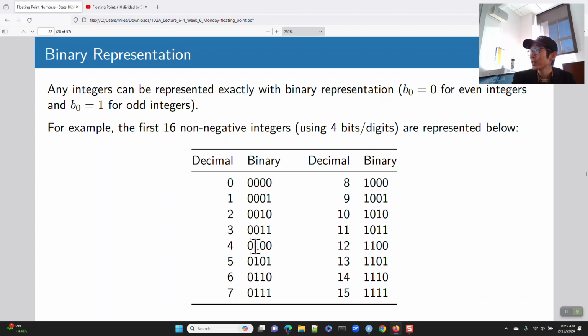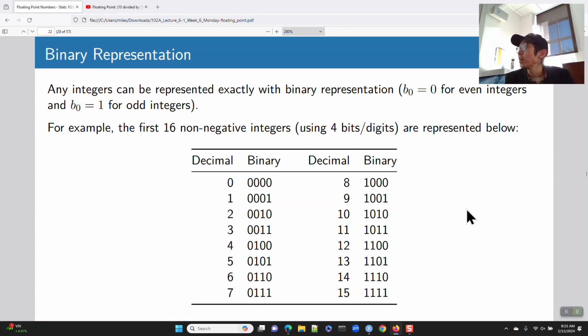4 is, you get a 1 in the 4's place, 0, 0. 5 is a 4 plus 1. 6 is 4 plus 2 plus 0. 7 is 4 plus 2 plus 1. Now you have an 8. 8 plus 1. 8 plus 2 is 10. 8 plus 2 plus 1 is 11. 8 plus 4 is 12. 8 plus 4 plus 1 is 13. 8 plus 4 plus 2 is 14. And 8 plus 4 plus 2 plus 1 is 15. And then you would keep going and you'd get 16 and so on and so forth.